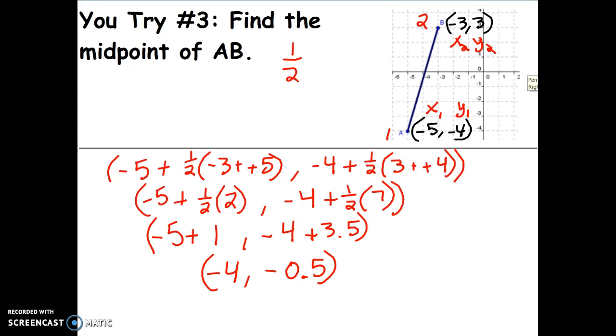All right, so let's plot this on our coordinate plane to see if we look okay. So -4, -1/2 is about right there. And yeah, that looks good. It looks in the middle of the line segment. So we have found our midpoints. All right, now it's time for you guys to try your practice. Good luck.